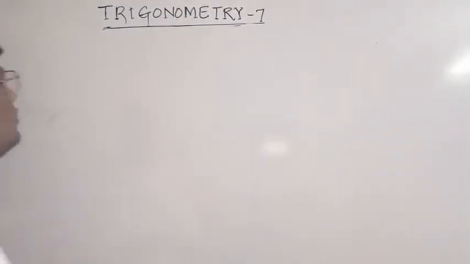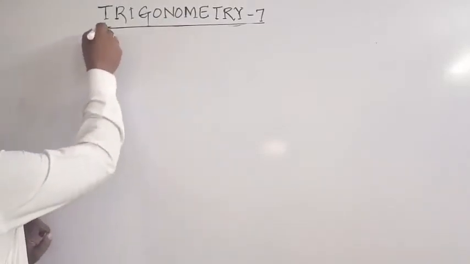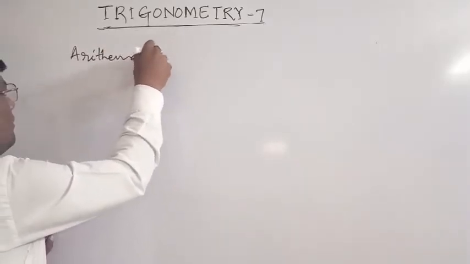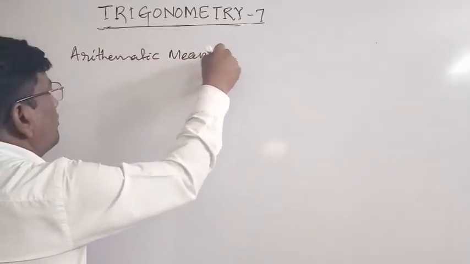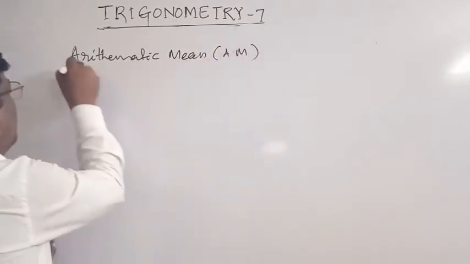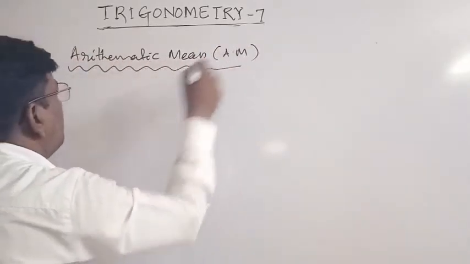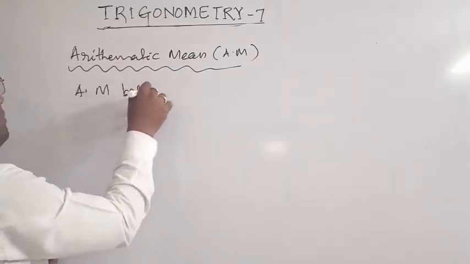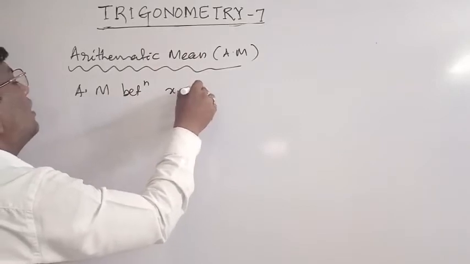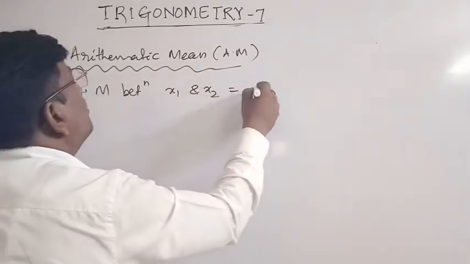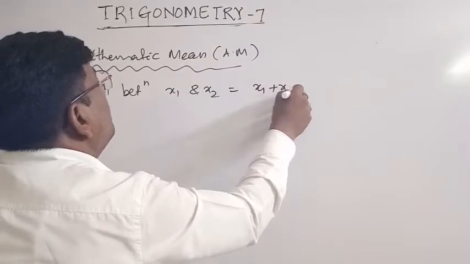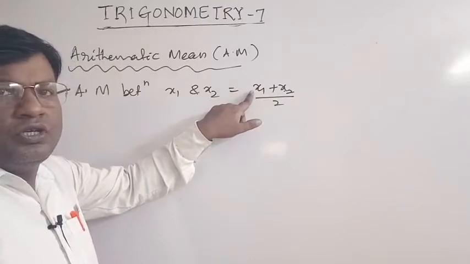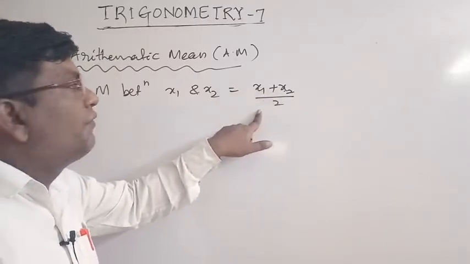Now, what is arithmetic mean? Arithmetic mean, its short form is AM. AM between two numbers, arithmetic mean between x1 and x2 is equal to what? x1 plus x2 by 2. So number of terms here is 2. So sum of the terms divided by number of terms.